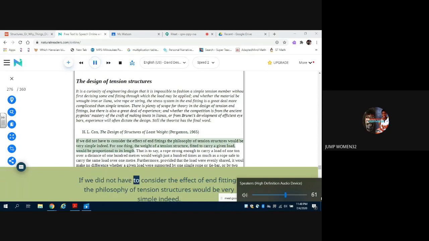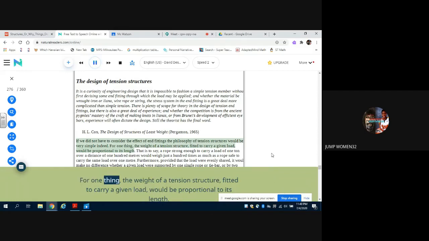If we did not have to consider the effect of end fittings, the philosophy of tension structures would be very simple indeed. For one thing, the weight of a tension structure, fitted to carry a given load, would be proportional to its length.